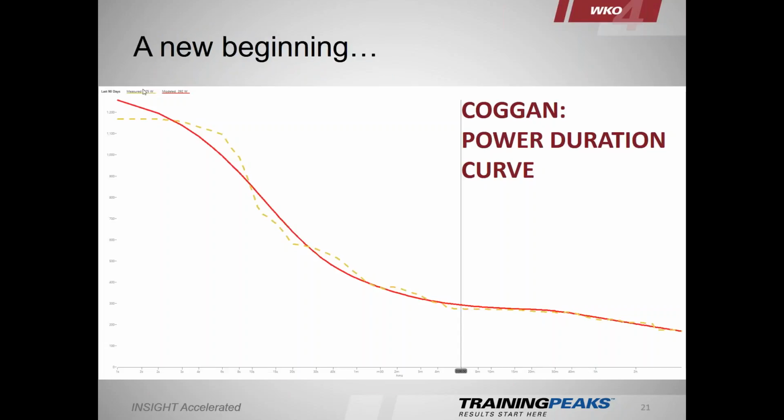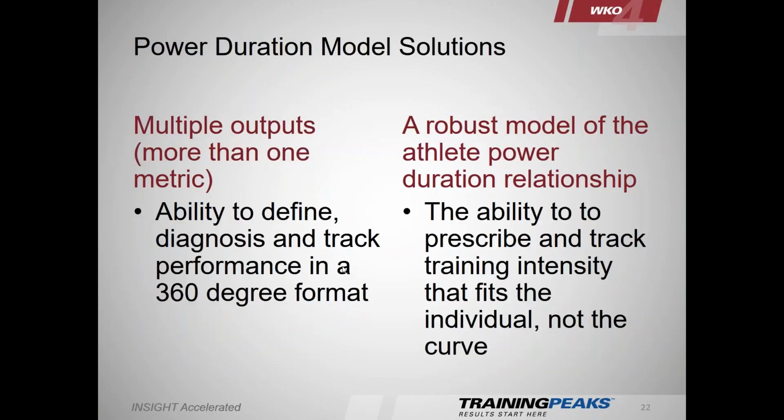So the power duration curve brings us to a new beginning. This is the power duration curve out of WKO4. This is kind of a wonky one, but the simplest way to see this is to think about having a measured result, which is your mean maximal power curve, and then a modeled result, which is your power duration curve. The power duration model has multiple outputs, meaning it creates more than one metric, and that gives us the ability to define, diagnose, and track performance in a 360-degree format, which I'm about to explain.